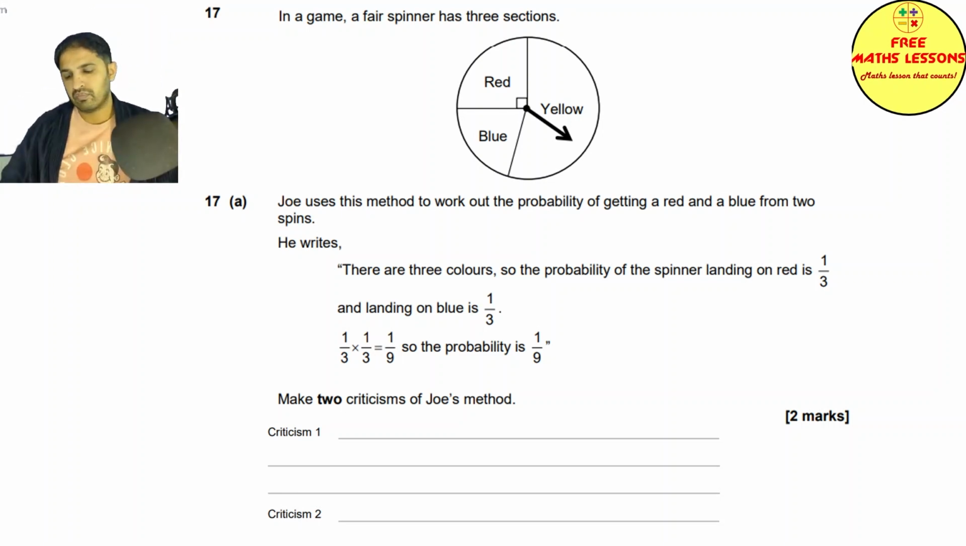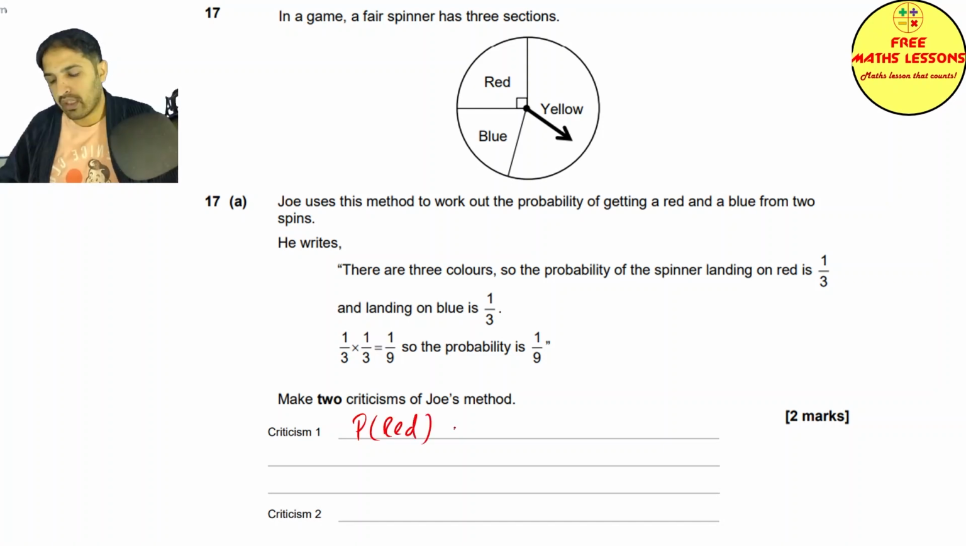Right, okay, so we need to write down what. First of all, the probability of red is a 90-degree angle there. So we know the probability of red is not 1/3. So you can write down the probability of red is not 1/3, or the probability of red is actually 1/4. Okay, that's the first criticism you can make, and one of those will get you a mark.